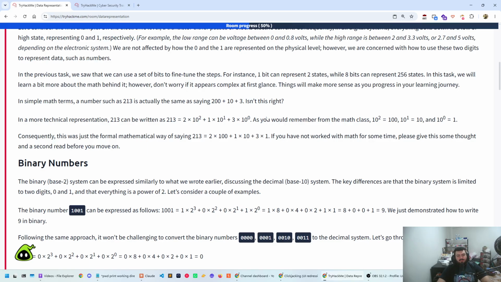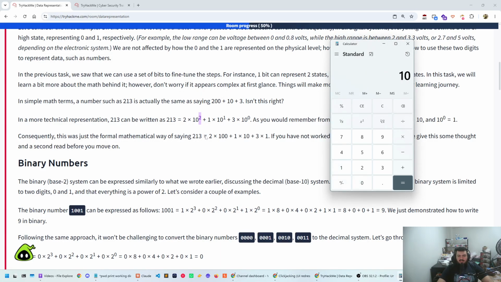And if you don't know what to the power of means, it means this number multiplied by itself the number of times that it is to the power of. For example, let's open up the calculator so I can explain this. So 10 to the power of 2 means 10 multiplied by 10, which gives me 100.